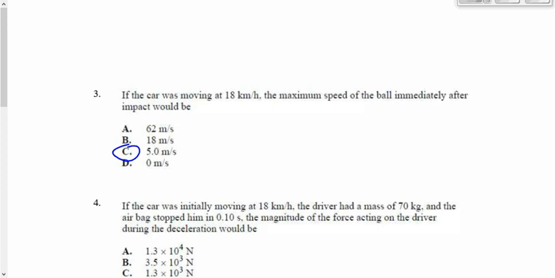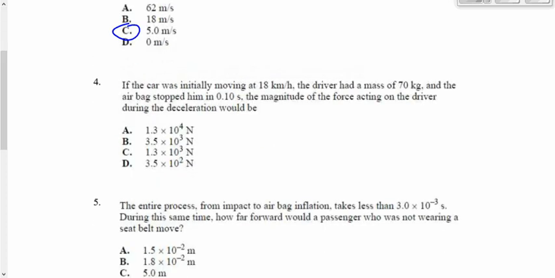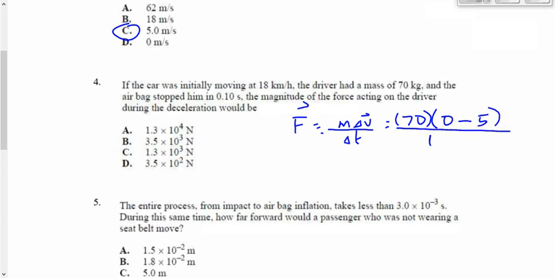Number 4 is real similar to number 2, probably a little bit easier actually. We're looking for the force here. Once again, it's delta P over, we're going to say M times delta V over delta T. It's just F t equals M times delta V rearranged. We know this is 70. Delta V is stops, so 0 minus 5 meters per second over 0.10 seconds. Can't remember what the answer was for that one. B is our answer. 3.5 times 10 to the 3 newtons.